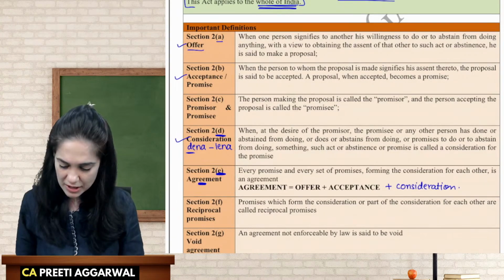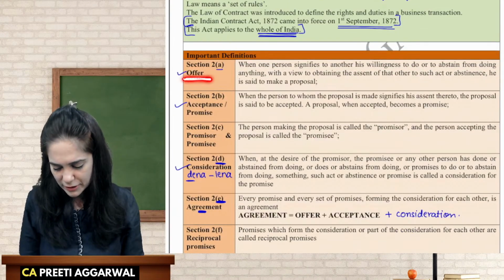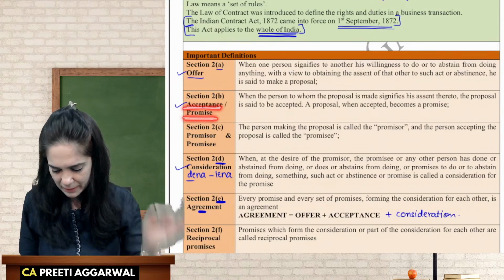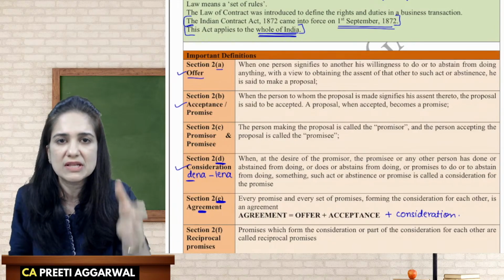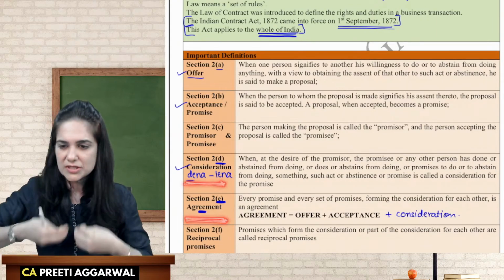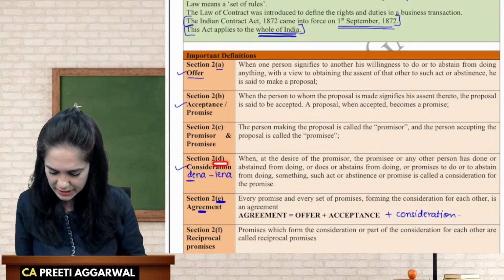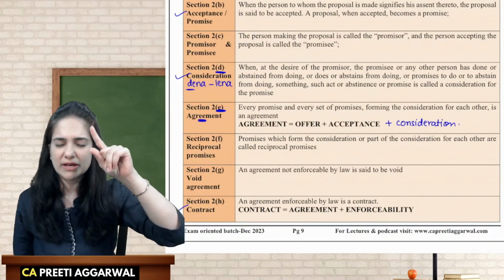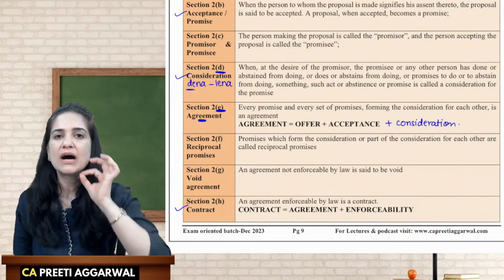Okay, this is how you will remember the section number. Again, offer is the starting point of contract. Offer, when accepted, becomes a promise. The person who gives the offer is the promisor. The person to whom the offer is given is the promisee. I need consideration, only then it will become an agreement. Consideration means dena, lena, to give, to take. Section 2 Clause E defines an agreement.